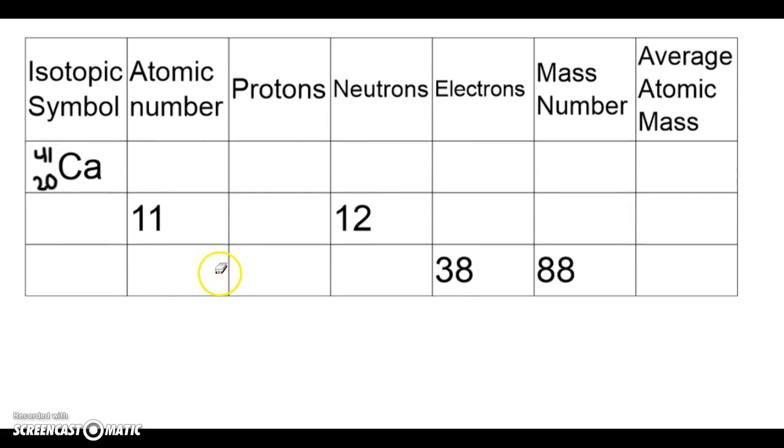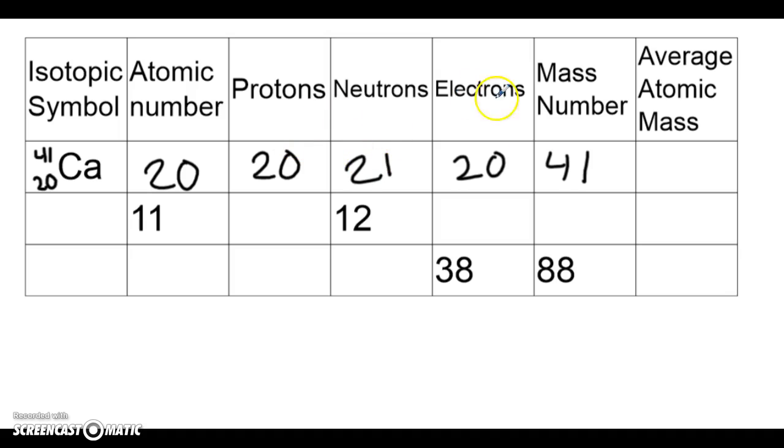Okay, so we're going to fill this in. In the isotopic symbol, you have your number of protons, and you have your mass number above, so protons plus neutrons. That tells me my atomic number must be 20. So my number of protons is 20, and my number of electrons is 20. My mass number is 41, and since neutrons plus protons give me my mass number, 41 minus 20 is 21, right? Because 20 plus 21 gives me 41.